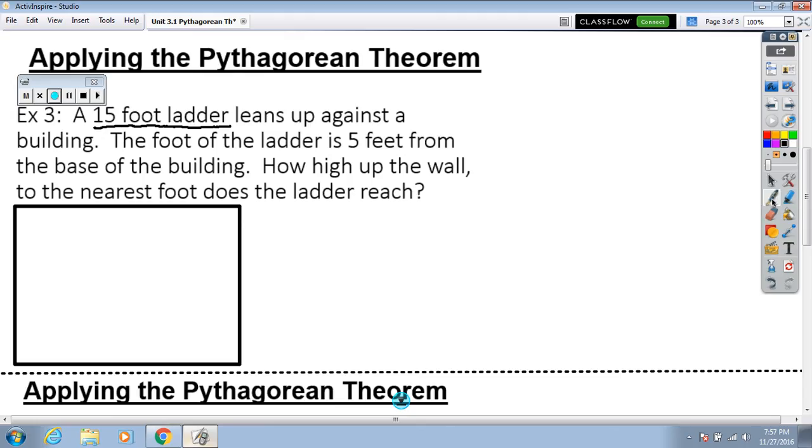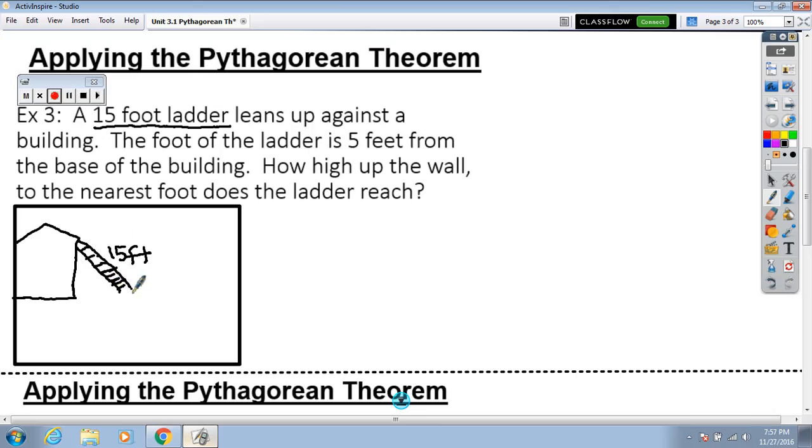So step 2, draw the picture. So this is going to be my building. We have a ladder that is leaning up against the wall. So here's my ladder. The ladder is 15 feet, and it's leaning up against the building. That means the ladder has to be the diagonal because it is leaning up against the building.